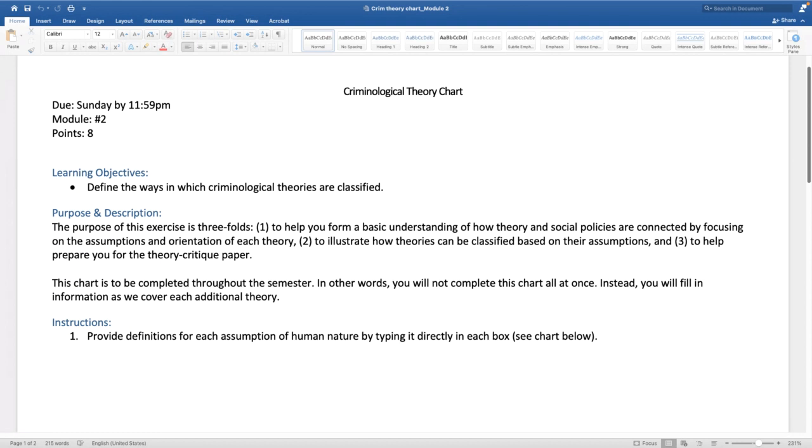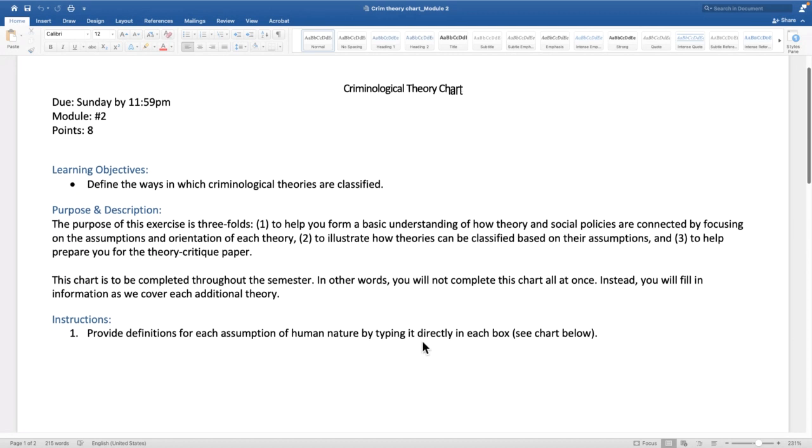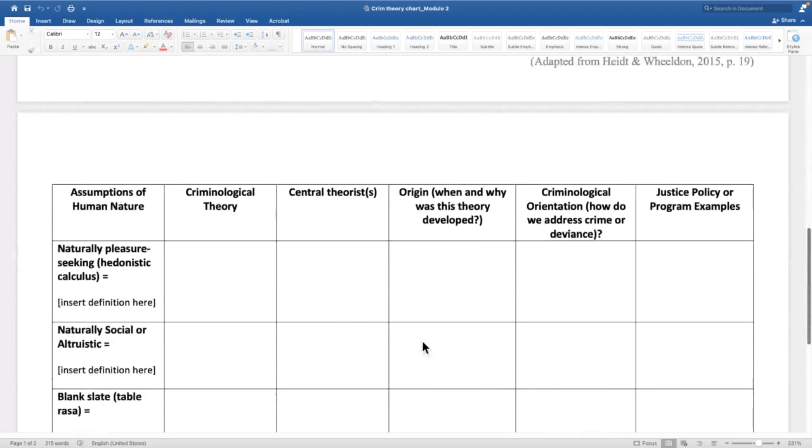This chart is to be completed throughout the semester. In other words, you will not complete this chart all at once. Instead, you will fill in information as we cover each additional theory. With that said, each time you see this chart, it will ask you to fill in information about a theory. For this week, all you need to do is define the assumptions of human nature, or at least provide a description of it.